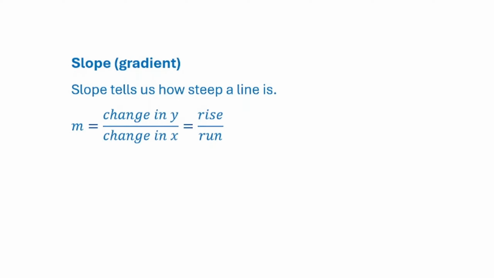Slope is the change in y divided by the change in x. You can also remember it as rise over run. So we look at how much we move up or down and divide it by how much we move left or right.